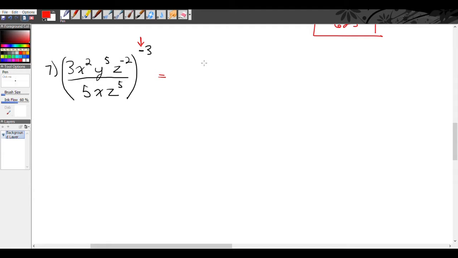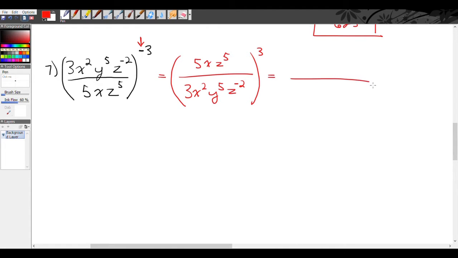So the top becomes 5xz to the 5th. And on the bottom, I have 3x squared y to the 5th, z to the negative 2nd, and all of that now is going to be raised to a third power. So I have to distribute this third power to everything inside this parenthesis. So let's go ahead and do that. So I have the exponent of 3 to the 5. What is 5 to the third power? 5 times 5 times 5 is 125.